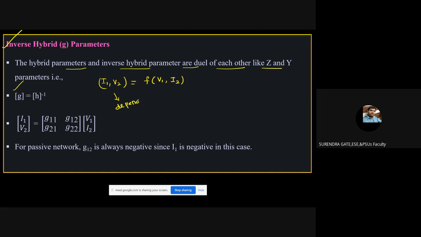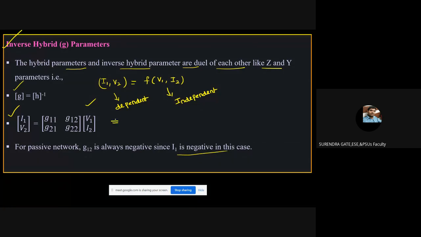These are the dependent parameters and these are the independent parameters. This is I1 and V2 in terms of V1 and I2. All these are the G parameters. For a passive network, G12, like H12, is always negative. Here G12 is always negative.